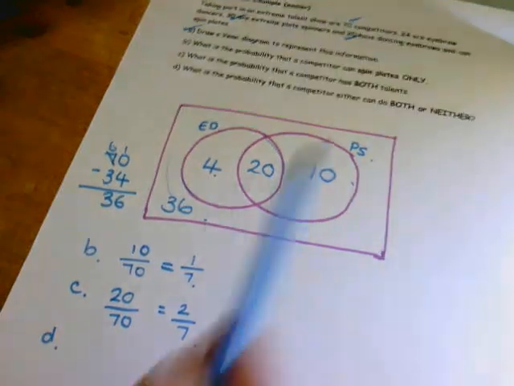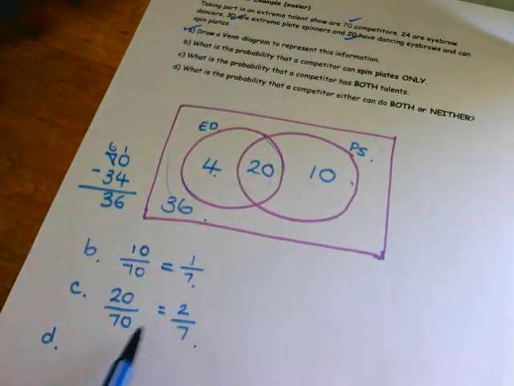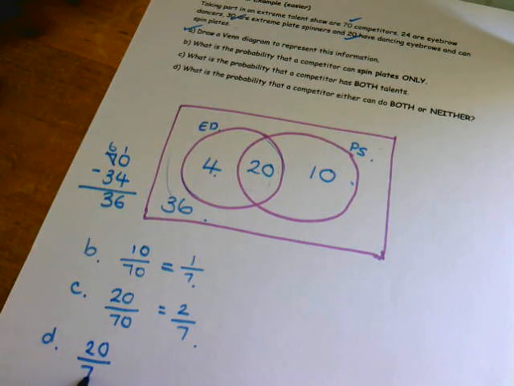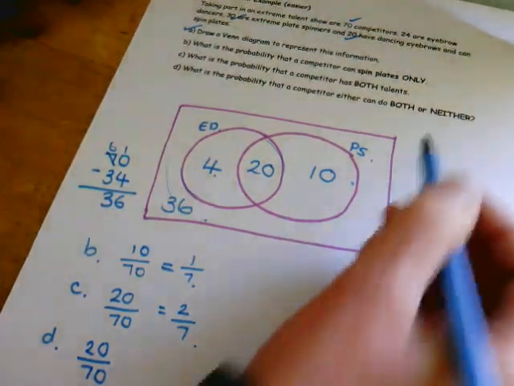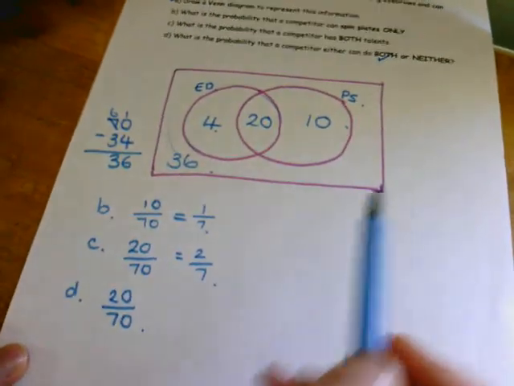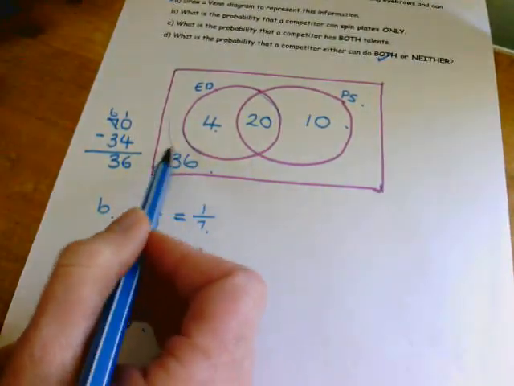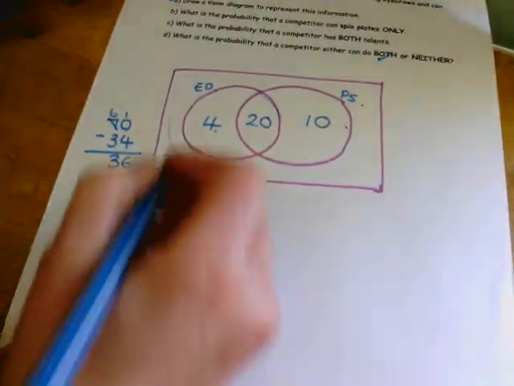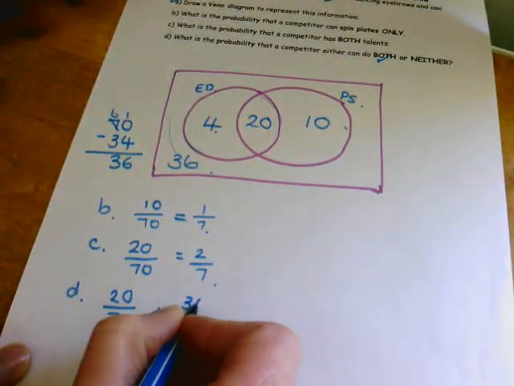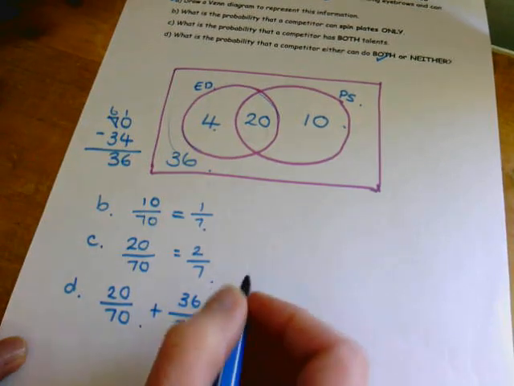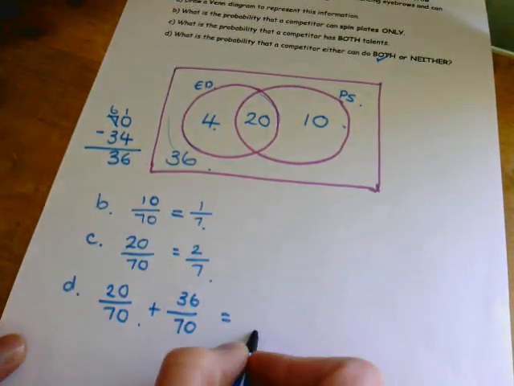Okay, so we've just done the probability that they can do both. So we know that's 2 over 7 or 20 over 70. Okay. The probability that they can do neither is this 36 because it's not inside either of the circles. So it's going to be 36 over 70. Okay. So if we want the total probability of both and neither, we're going to add those together.